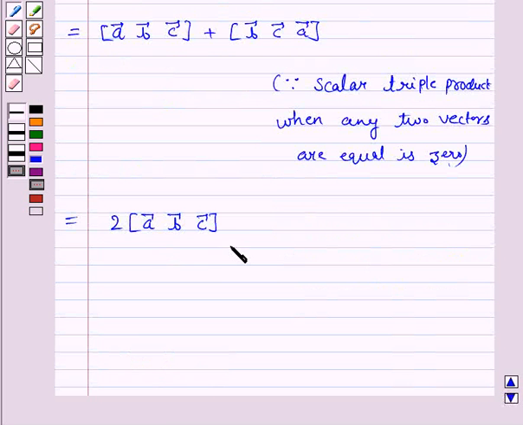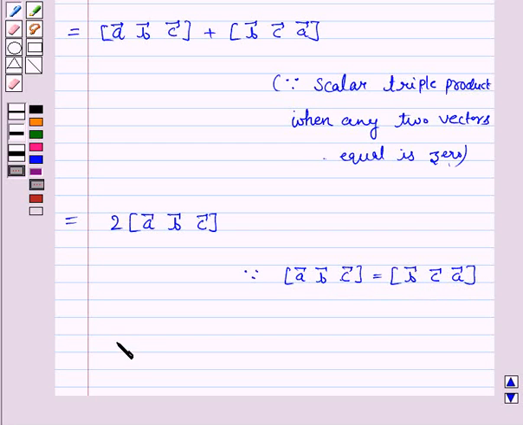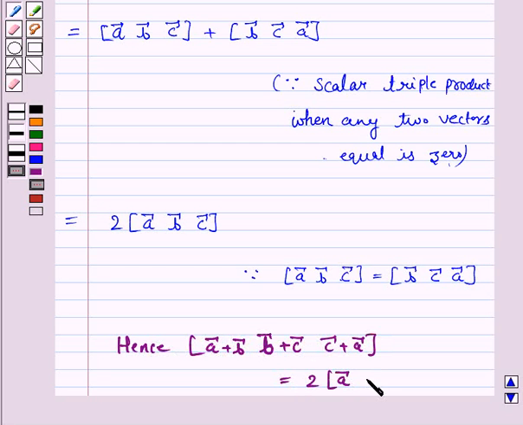This is because the scalar triple product of vector A, vector B, vector C is the same as the scalar triple product of vector B, vector C, vector A. Hence, we have proved that the scalar triple product of vector A plus vector B, vector B plus vector C, vector C plus vector A is equal to twice the scalar triple product of vector A, vector B, vector C.